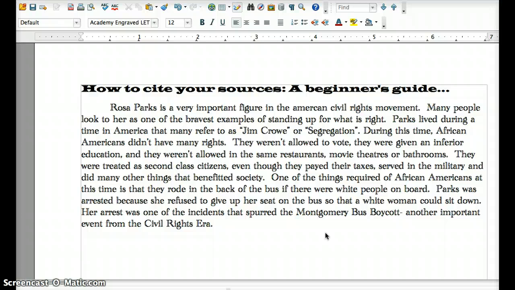So you can see that I have some details, I have some facts, and I have a lot of explanation, things like about that time period in general. This is a mix of things I already knew about American history and about Rosa Parks, and some facts that I gathered from that website.